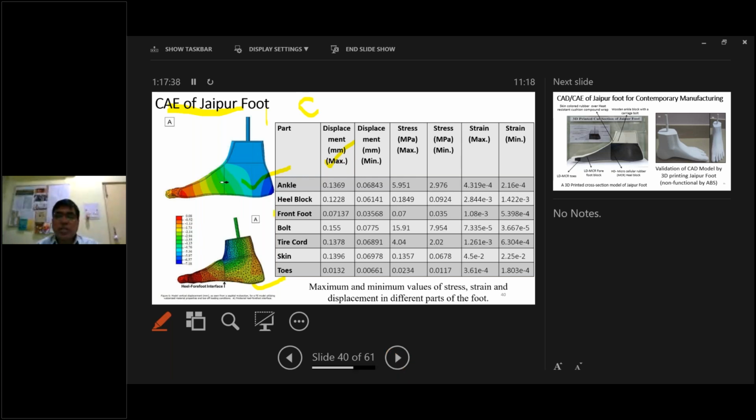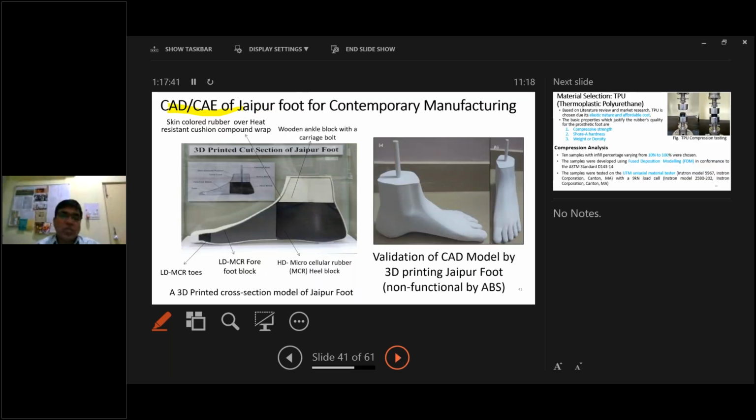Okay, then this is the final print which is coming out, but it is still, I'll say, non-functional. Why? Because it is made out of a non-functional material like ABS, simply printed just to verify the design. Cross sections were printed out of different material, and this is what I'm trying to say. Then of course we wanted to replace this APD.